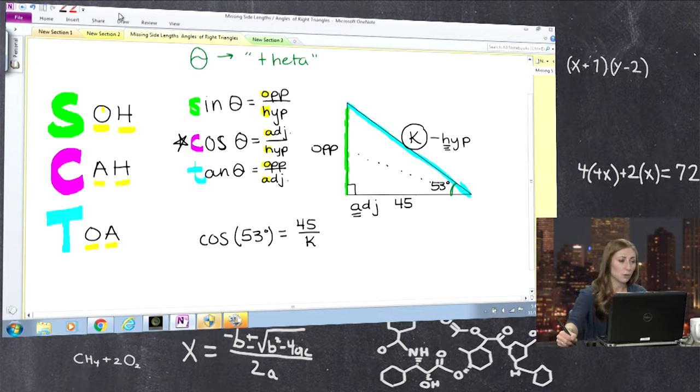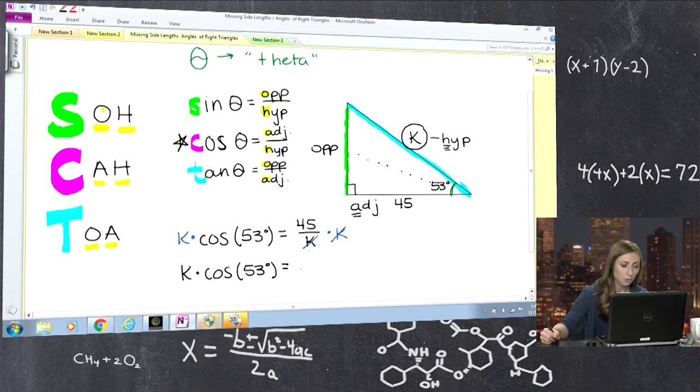One of the issues with this equation is that we have K, a variable, in the denominator, so we want to initially start by getting it out. If you think of this as 45 divided by K, we can multiply both sides by K to get it out of the denominator. It eliminates it on the right side of the equation. So rewriting our equation, we now have K times cosine of 53 degrees equals 45.